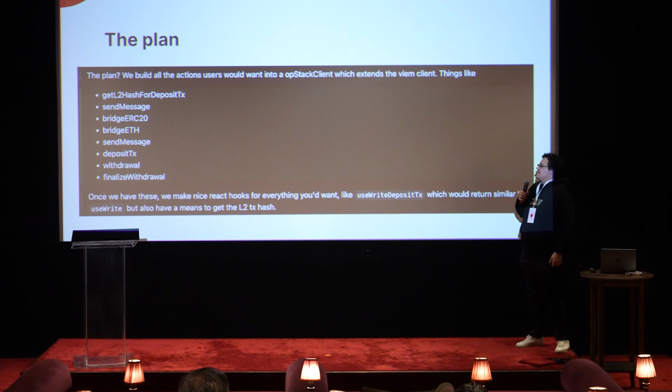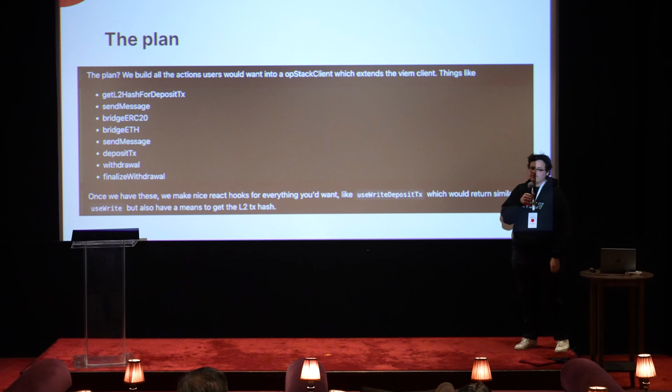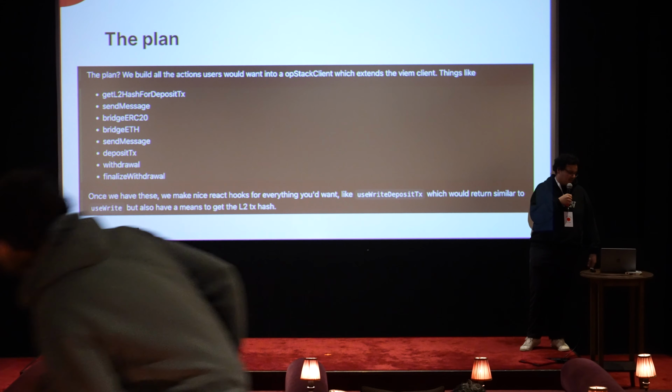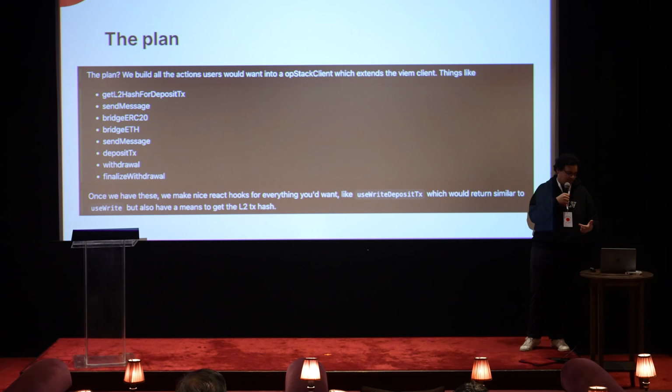The plan. I love the way that Wilson, someone on the Base team, put it in the original op-viem wagmi. Basically, the plan for op-viem was to create all the actions that users would want for building cross-chain OP stack apps into an OP stack client, which extends the standard viem client. So this would be things like getting L2 hashes for deposit transactions, bridging ETH, ERC20s, proving, initializing, and finalizing withdrawals.